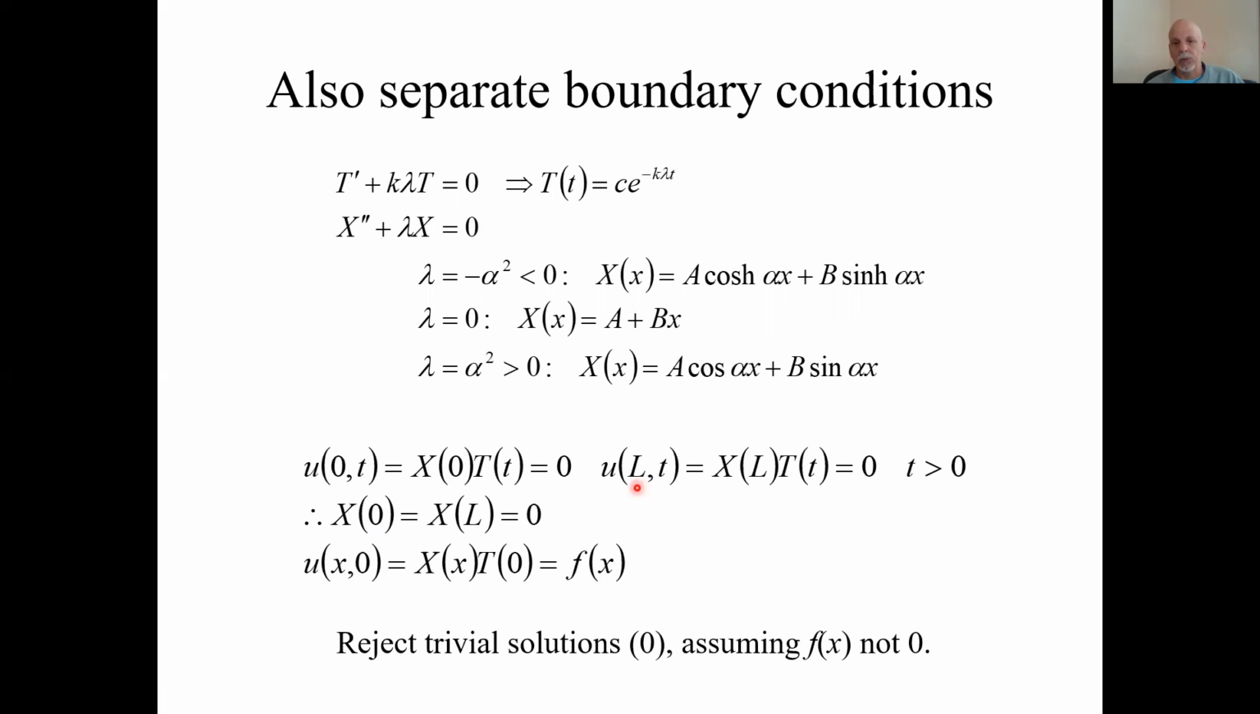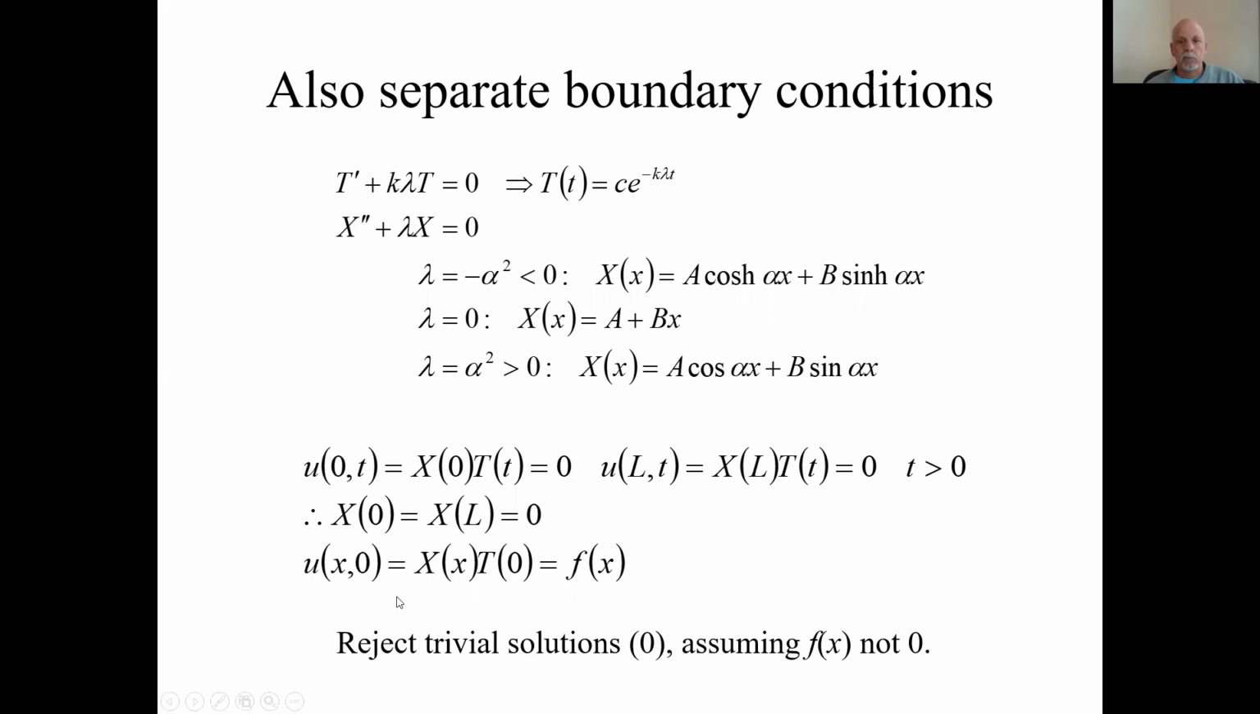Similarly, where x equals L, in separated functions, it means this. And again, for this to be 0 for all time t, x at argument L must be 0. The initial condition at time t equals 0, well, that must equal that initial condition.